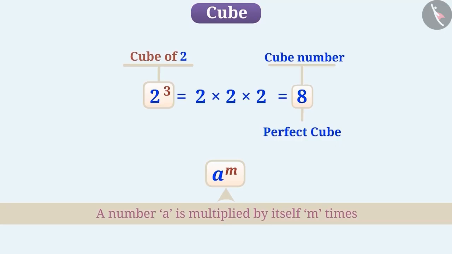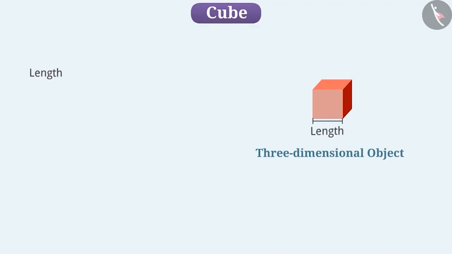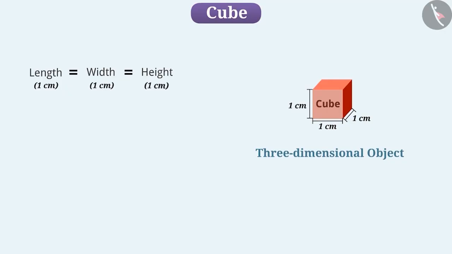You must have also heard the term cube in geometry. Do you remember that if an object has 3 equal dimensions, that is, if the length, width, and height of a solid shape are equal, then we call it a cube. For example, a cube with 1 centimeter length, 1 centimeter width, and 1 centimeter height is shown here. Just imagine if you're given 8 cubes of 1 centimeter in length, width, and height. Can you make a big cube using them?